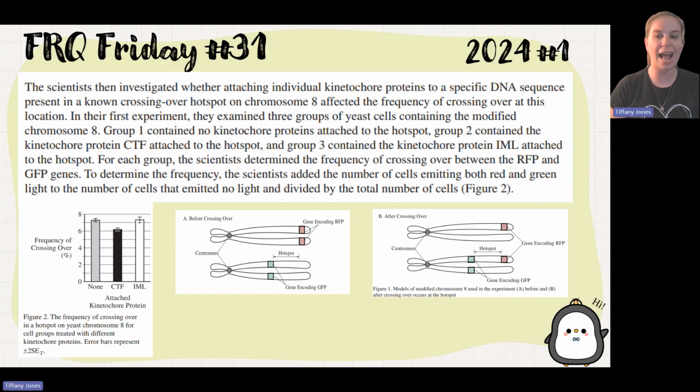To determine the frequency, they added the number of cells emitting both red and green light to the number of cells that emitted no light and divided by the total number of cells. And so here you can kind of see that graph. You can see that the none has a higher amount. It does overlap its error bars with IML, and then the CTF does not have any crossing over, and it has a lower amount of crossing over.